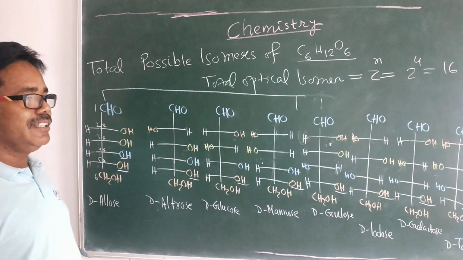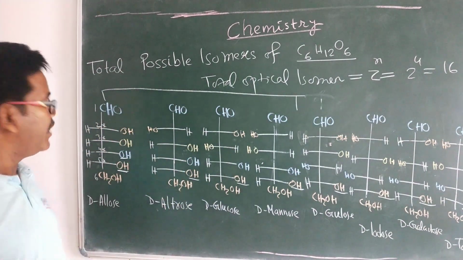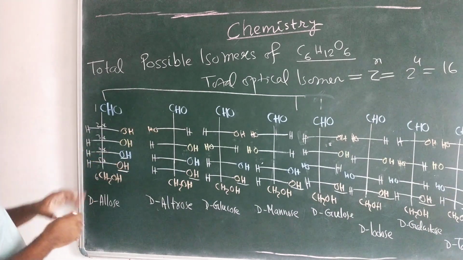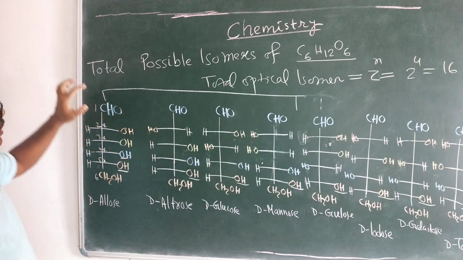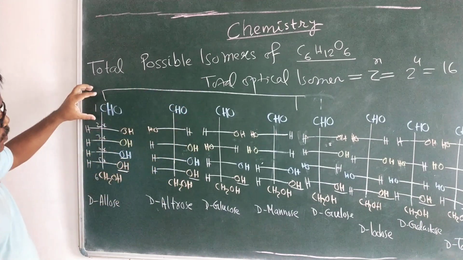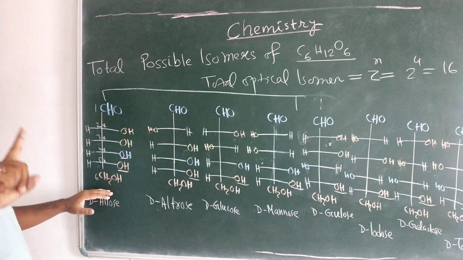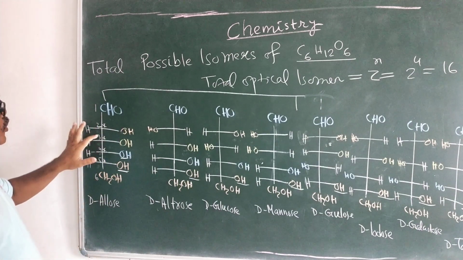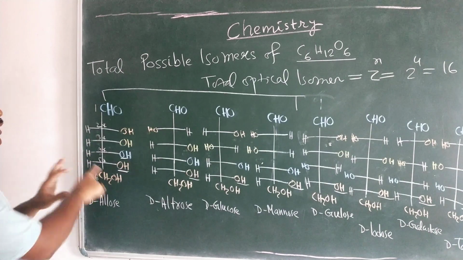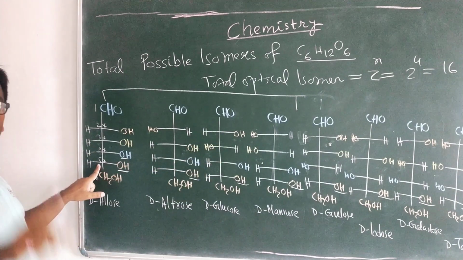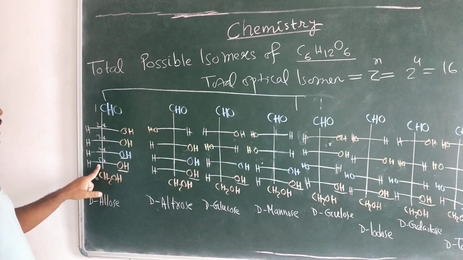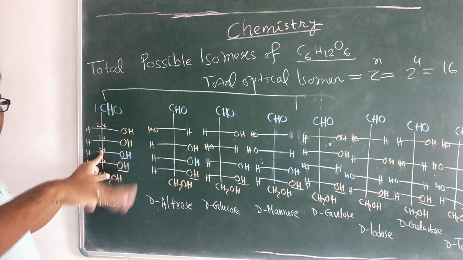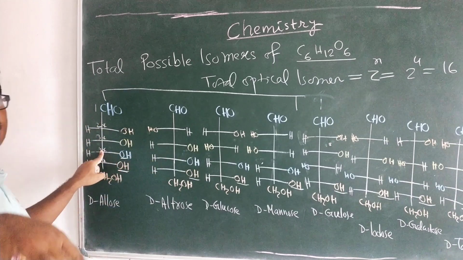If you follow the pattern, first you need to draw the vertical line and your 4 horizontal lines. In all cases, position number 1 and position number 6 are the same. We have 4 chiral carbons: 2, 3, 4, 5. In all cases, carbon number 5 has the OH group on the right hand side. In the next case, carbon number 4 structure has the OH group on the right hand side. Next 4 structures have the OH group on the left hand side.